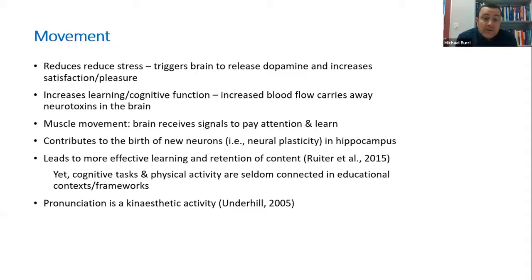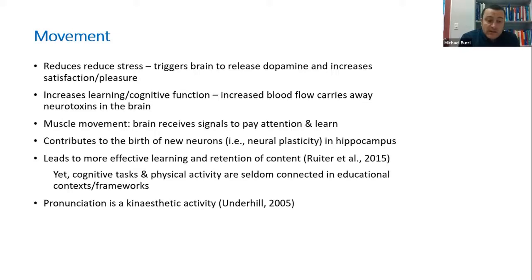It also increases cognitive functioning. And the movement really results in increased blood flow that then carries away neurotoxins, stuff that we don't want to have in the brain, and moves it out. Also, when we move, of course, the brain receives signals to pay attention and learn, right? It contributes to the birth of new neurons. You might be familiar with the term plasticity in the hippocampus area.